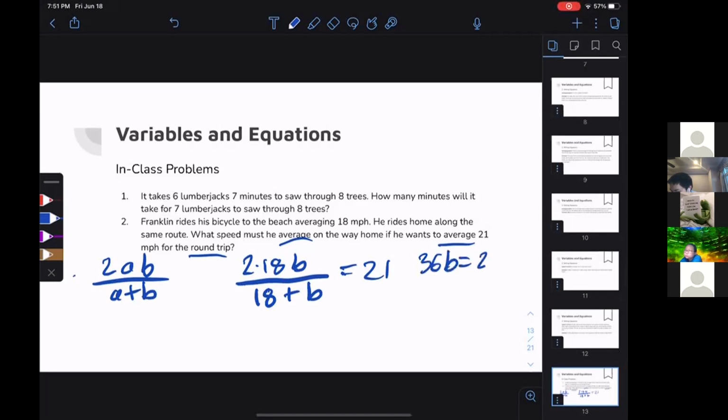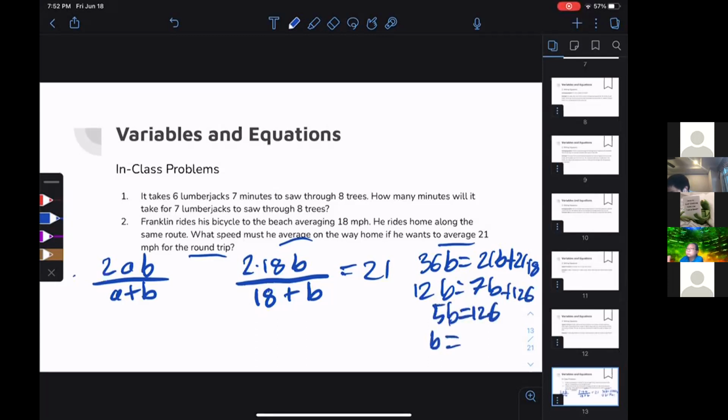36b is equal to 21b plus 21 times 18. I forgot to cancel a factor of 3, so I'll do that now. 12b is equal to 7b plus 21 times 6, which is 126. Sorry about that. And then you get 5b is equal to 126, and that gives you b is equal to 25.2. And here I think Ethan just directly applied the harmonic mean, knowing that.